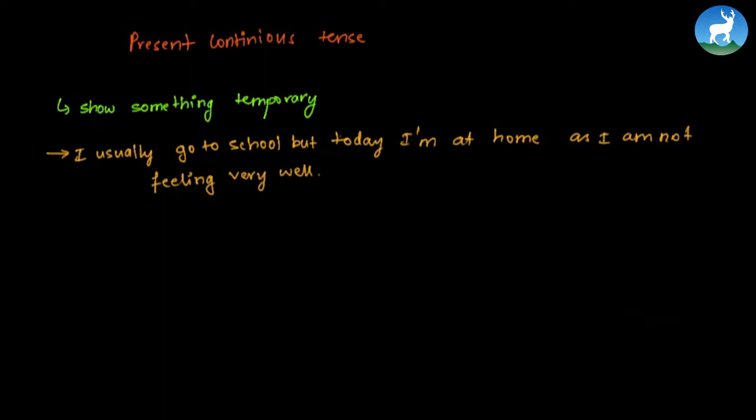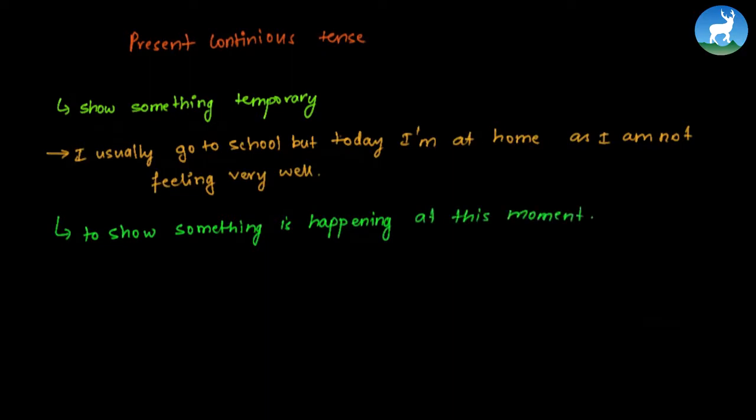We can also use present continuous tense to express the idea that something is happening now, at this moment, right now. For example, I am writing. I am writing at this moment. He is learning. This is happening in the present. Right now, I am writing and you are learning. So, we use the present continuous tense. It's happening at this moment.